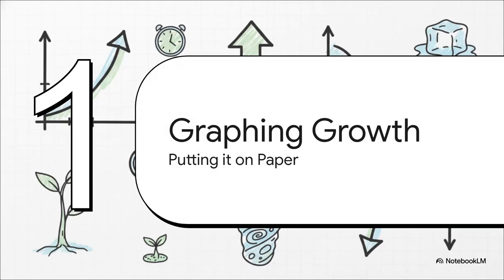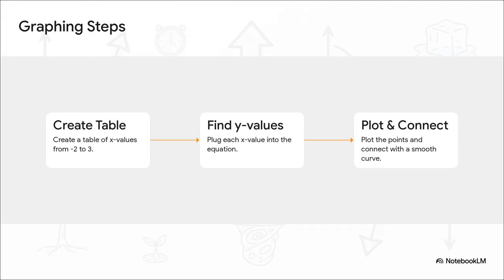Section 3. Graphing growth and decay. All right, it's time for the application phase. We are taking all this beautiful theory and putting it right onto paper. I'm going to walk you through a simple, totally foolproof 3-step process for graphing any exponential function you ever encounter. Step 1. Create a table of x values. Usually going from -2 to +2 or 3 works perfectly. Step 2. Plug each of those x values into your equation to calculate your y values. And step 3. Plot those coordinate points and connect them with a nice, smooth curve. Follow these 3 steps, and you will nail it every single time.